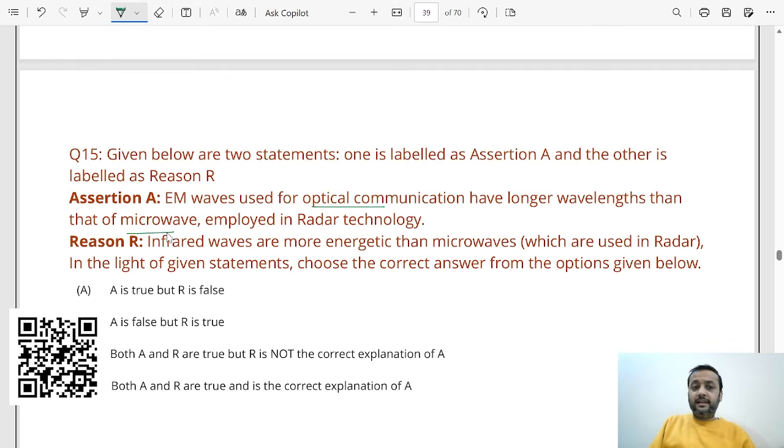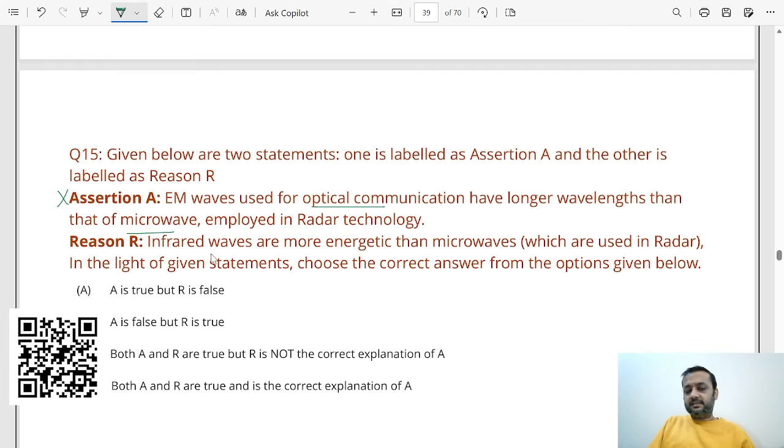See, visible light has more energy than the microwave. In the electromagnetic spectrum, microwave appears before visible light in terms of energy. So that means visible light has more energy, which means it has shorter wavelength, because the energy of a photon is inversely proportional to the wavelength. That means this assertion becomes wrong, because longer wavelength means lesser energy, which is wrong.